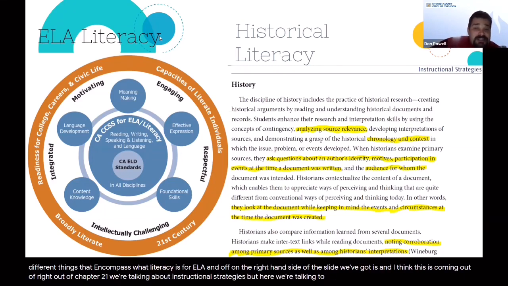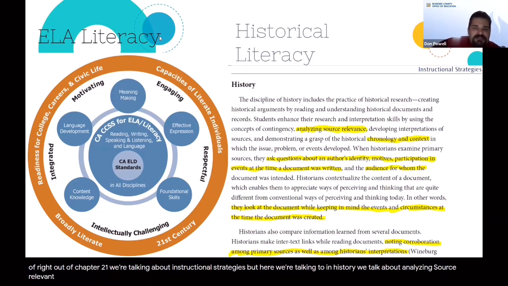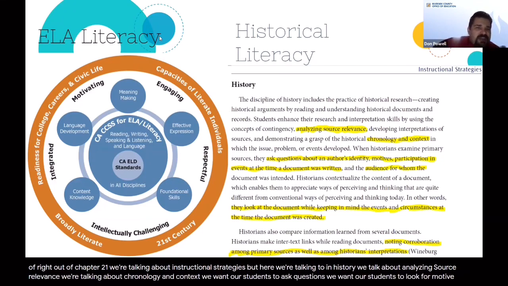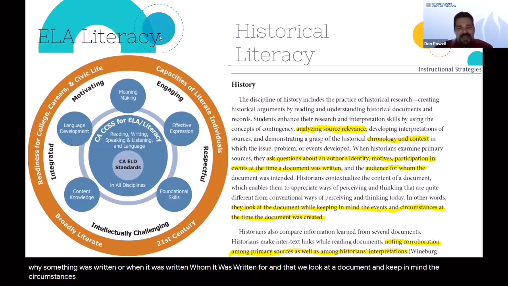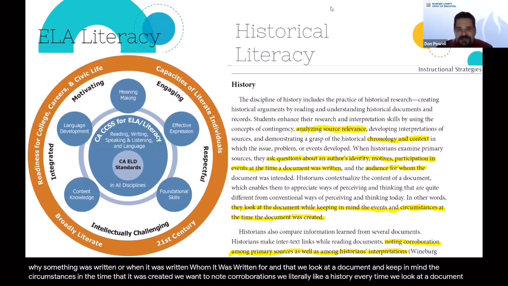In history, we talk about analyzing source relevance. We're talking about chronology and context. We want our students to ask questions. We want our students to look for motives as to why something was written, when it was written, and whom it was written for, and to look at a document keeping in mind the circumstances and the time that it was created. We want to note corroborations. We want to see discrepancies. Every time we look at a document, it's a history investigation.